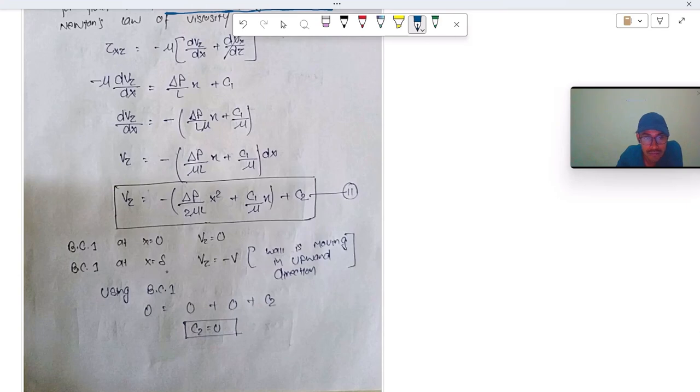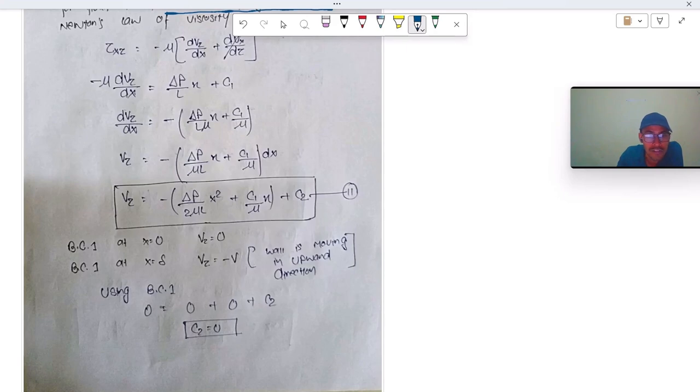And at x is equal to delta, Vz is equal to minus V. That is, we know that on the right hand side the belt is moving with a velocity of V. This minus sign indicates that the belt is moving in the upward direction and the flow is in the downward direction. So that's why we have taken it as minus V.